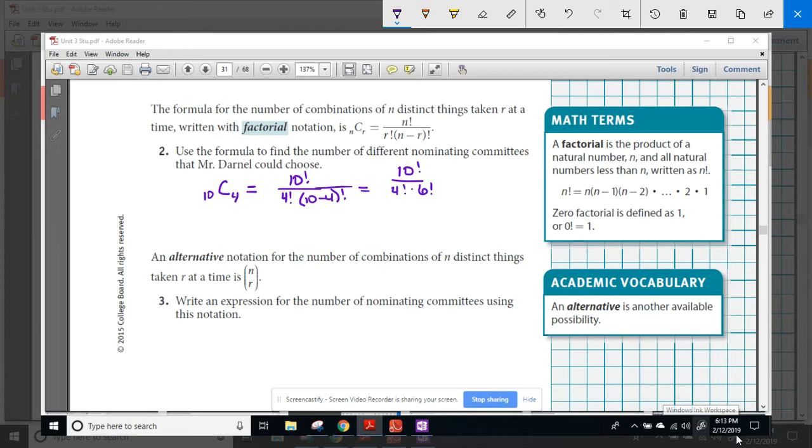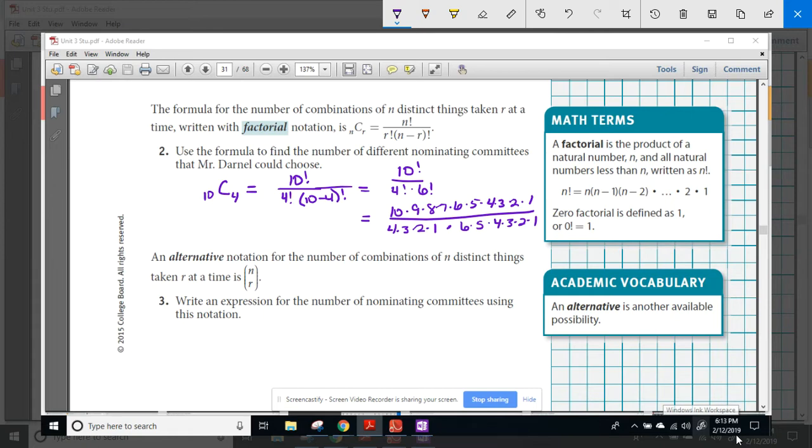10 minus 4. Now, I am going to show you how to use the calculator, but I do want you to understand that this is 10 times 9 times 8 times 7 times 6 times 5 times 4 times 3 times 2 times 1. That's on top. On bottom, we have 4 times 3 times 2 times 1 times 6 times 5 times 4 times 3 times 2 times 1. So we can multiply all of those out, get a number on top, multiply all those out, get a number on bottom, and then divide the numbers.